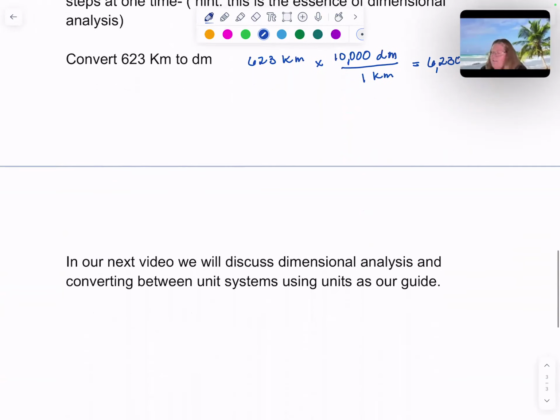In our next video, we're going to discuss dimensional analysis in more detail and how to convert between unit systems, using different metric units as a guide, using standard customary units as our guide, just generally converting anything we need to convert.